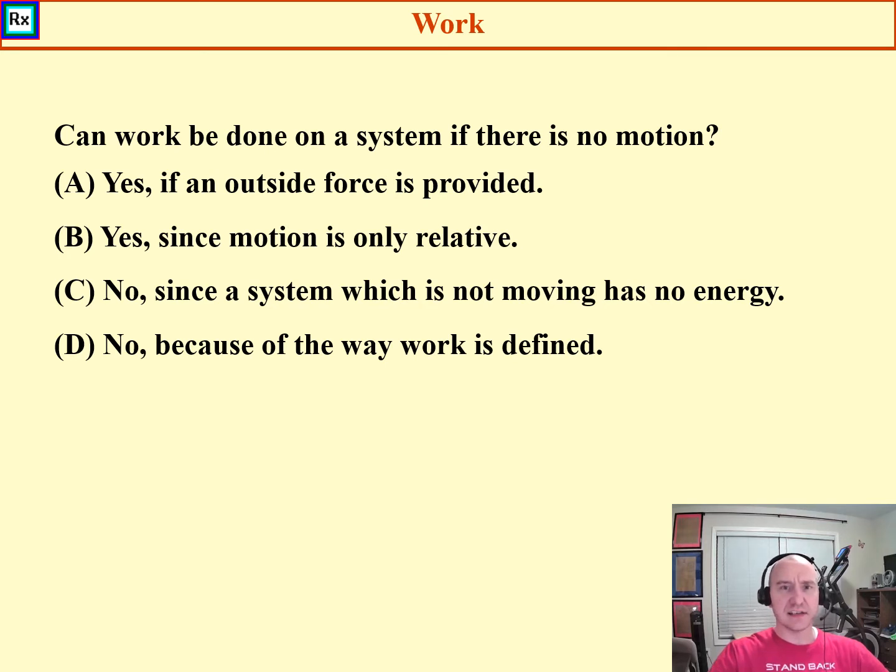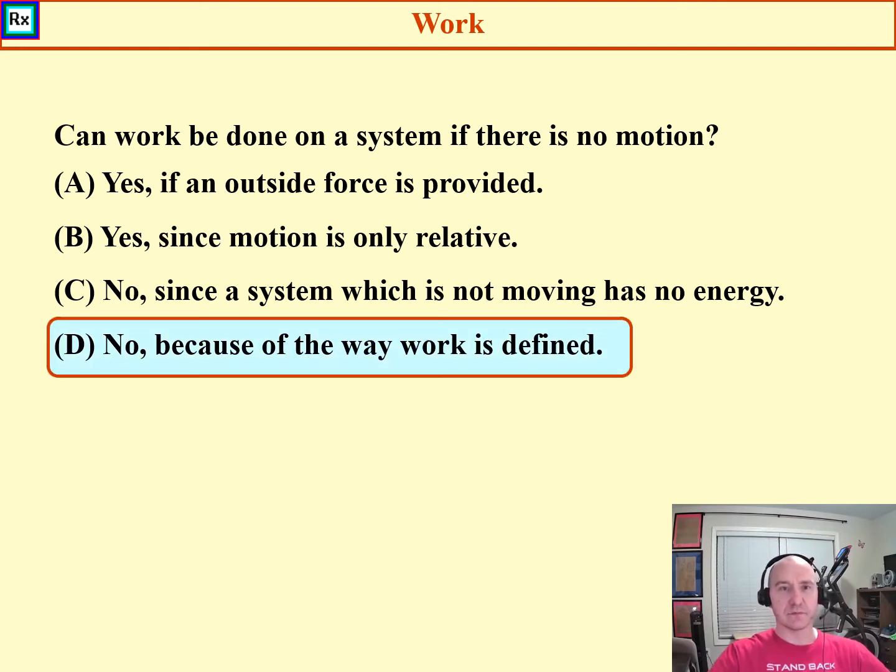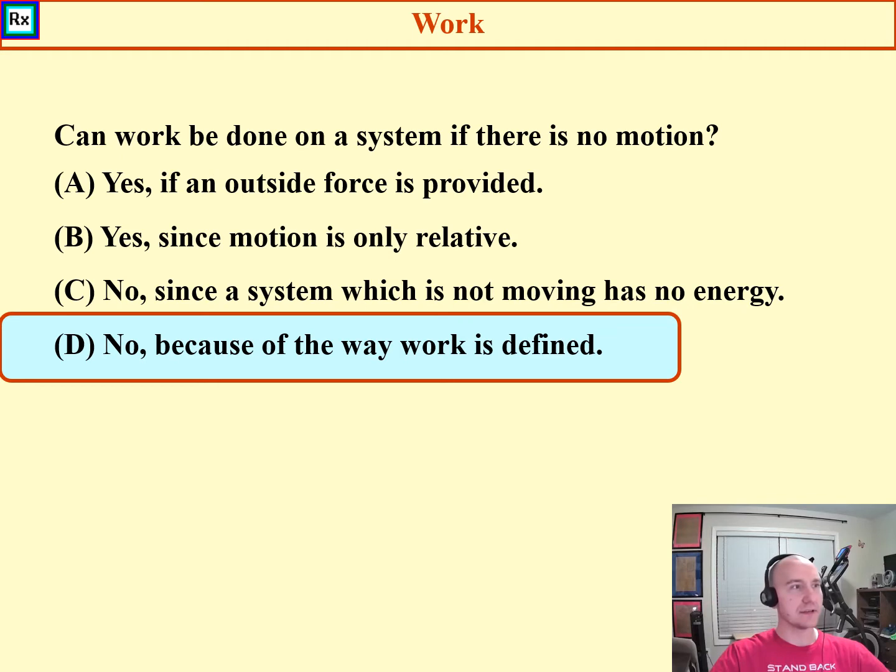Let's see, C says that since the system is not moving, there is no energy. That's not necessarily true. There is energy. You can have potential energy, gravitational potential energy. You can have spring energy. You can have a variety of types of energies. But if there's no work being done, that means there's no transfer of energy. There's no change in energy. So D, no, because of the way work is defined. D is going to be the answer on that.